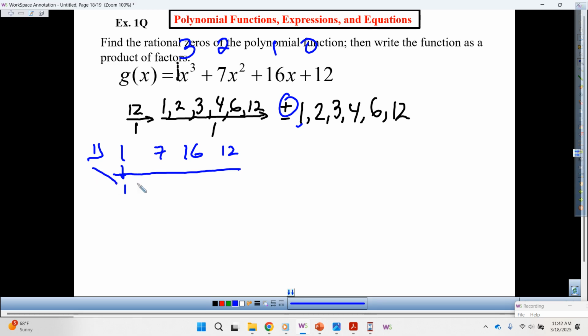1 times 1 is 1. Combine, that's 8. 1 times 8 is 8. Combine, that's 24. 1 times 24 is 24. Combine, that's 36. That's a remainder. This is not my 0.